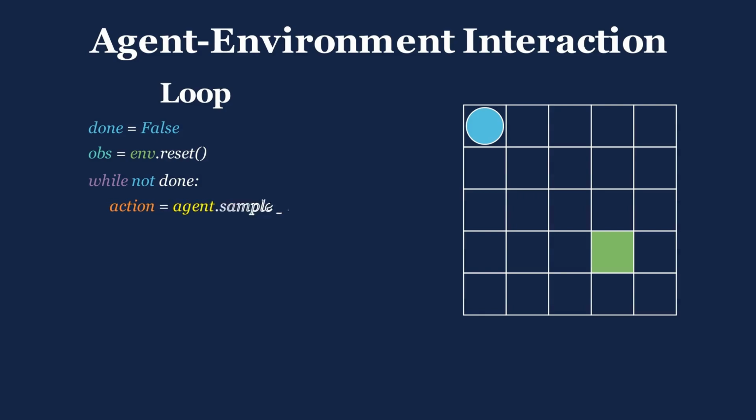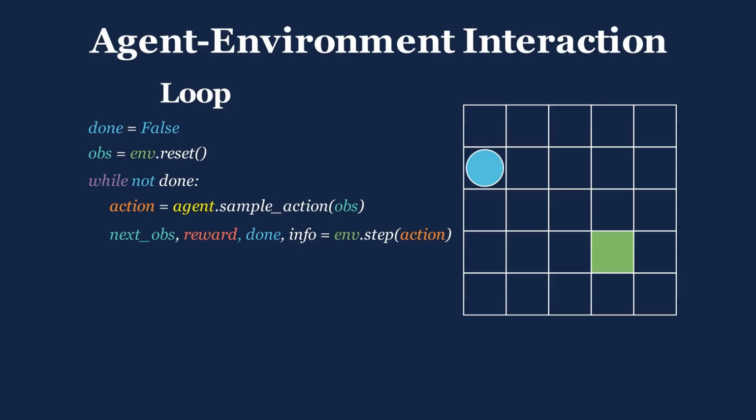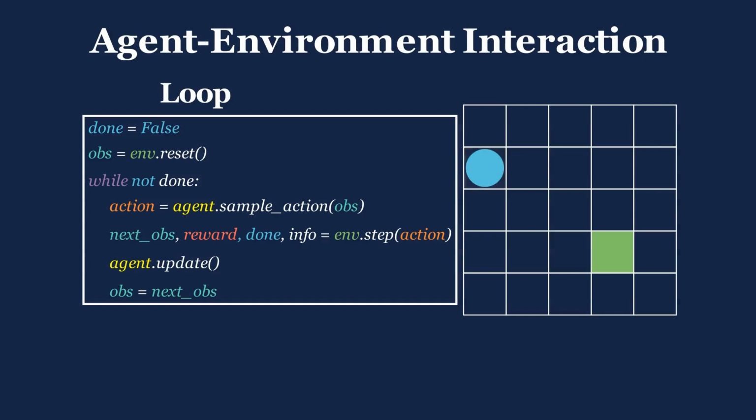The agent uses this observation to select an action using its sample_action method. The environment takes this action and performs it by calling step, responding with next_obs, reward, done, and info. The agent uses this information to update its policy. Then we set obs to next_obs and repeat. This loop continues until the task is solved, or until a maximum number of steps is reached.